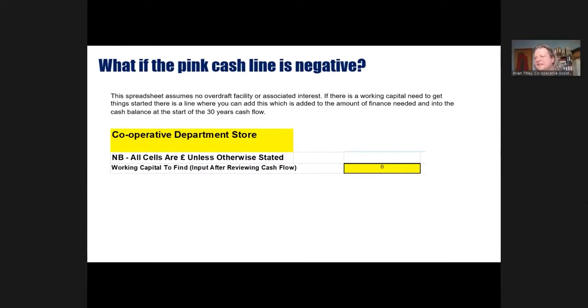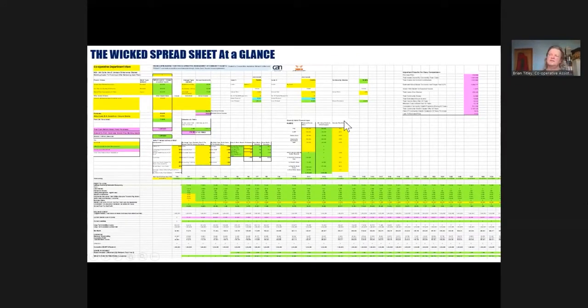So if the pink line goes negative, then it sort of assumes there's no overdraft facility. So the idea is that there's a section in there for working capital needed. There's a little box in the top left that if it does go negative, you can add a little bit in, and that will increase the amount of loans and financing that you need. So I'm going to show you now the actual sheet with an example in it, and I'll move around that sheet.